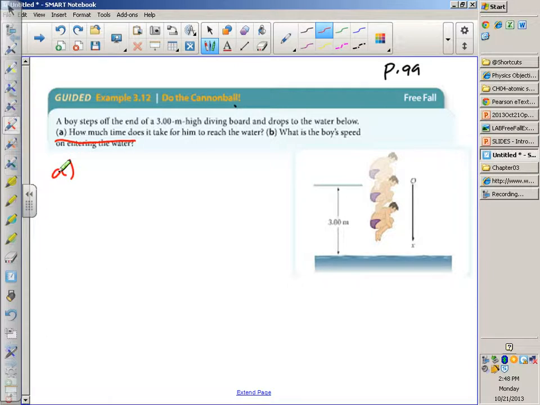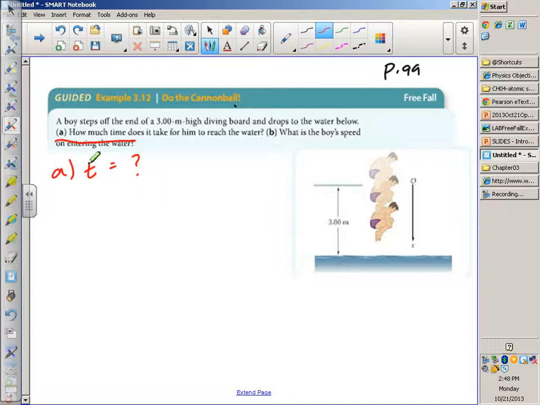What is part A asking us for? Part A is asking us for time, right? And in the previous portion of this unit, when we were talking about trying to find time, how did we do that? If we wanted to know the time of something, where would we go? Kinematic equation, right? But we said that kinematic equations only apply in certain circumstances. Do you remember the conditions that had to be met in order for us to use kinematic equations?